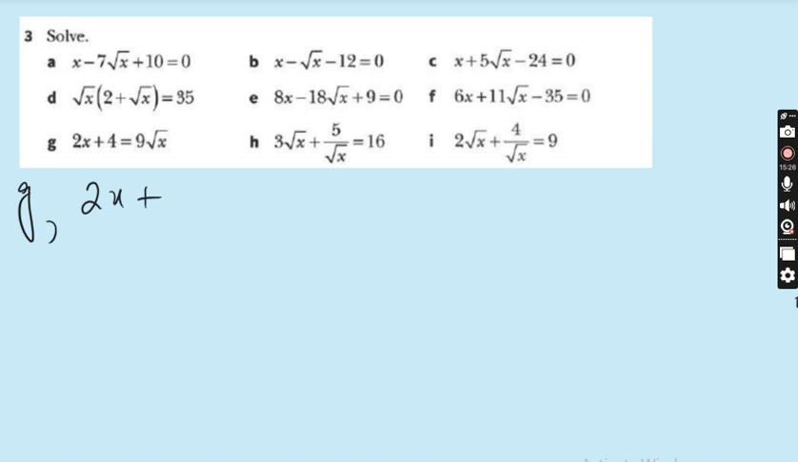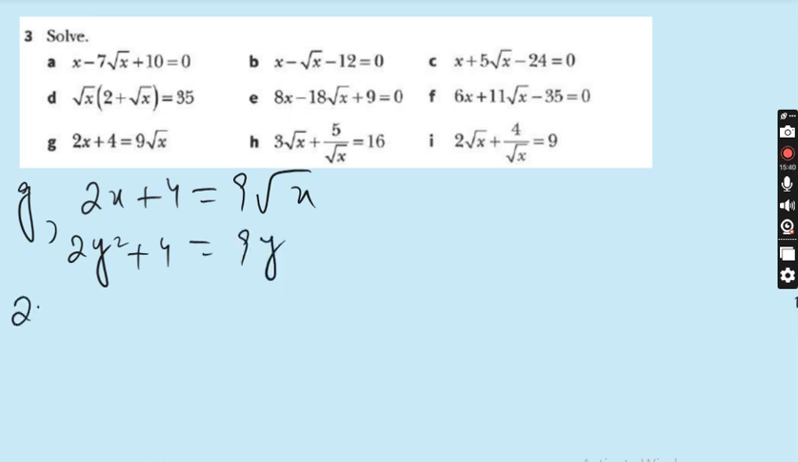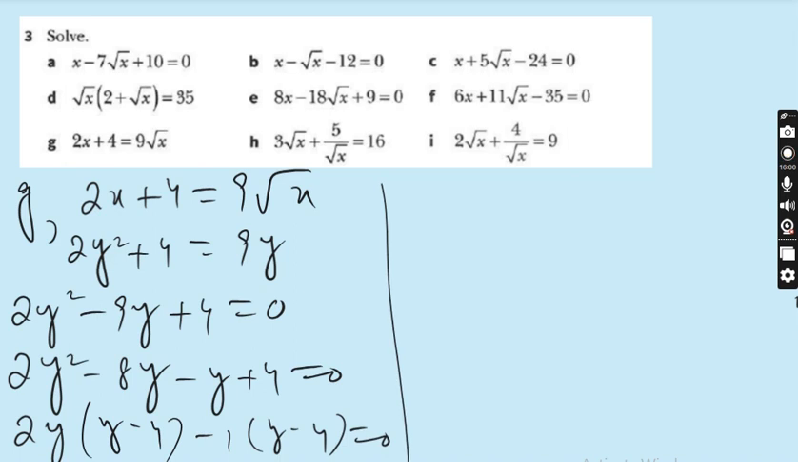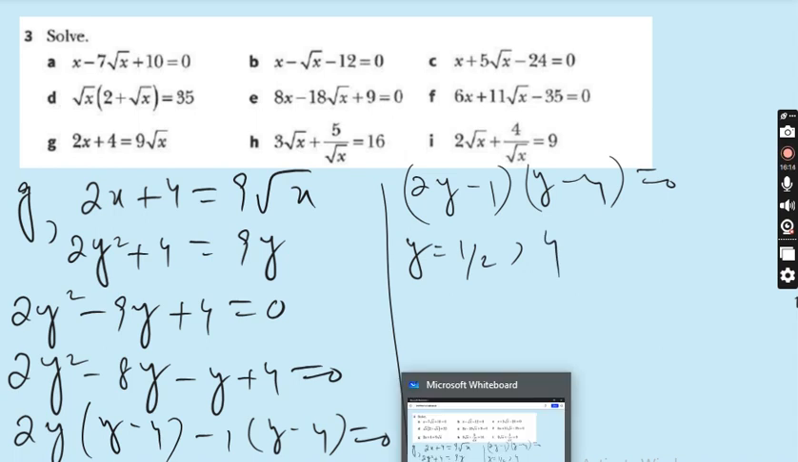What is G? 2x + 4 = 9√x. Again, taking y = √x, so it is 2y² + 4 = 9y. 2y² − 9y + 4 = 0. 4 twos are 8, 8 and 1 make 9. 2y² − 8y − y + 4 = 0. 2y common, y − 4; minus 1 common, y − 4 = 0. So (2y − 1)(y − 4) = 0. y = 1/2, y = 4.